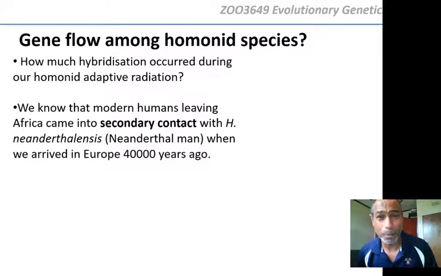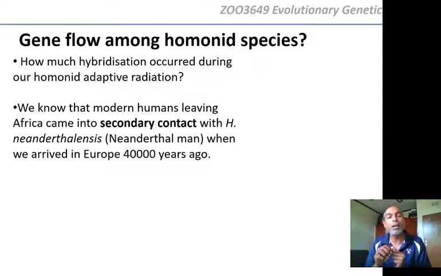It was not an unpopulated place. It was already inhabited by another man-like upright walking ape. Another Homo, a man-like ape. And that was Homo neanderthalensis. So we came into secondary contact. We diverged from an ancestor, which was what? Homo ergaster. We diverged in Africa.